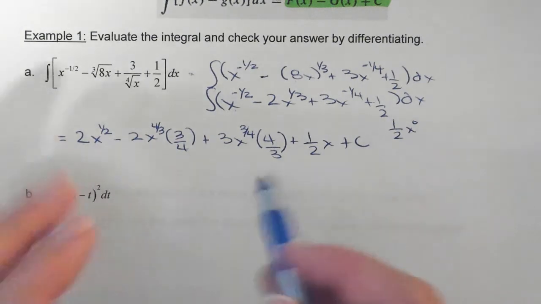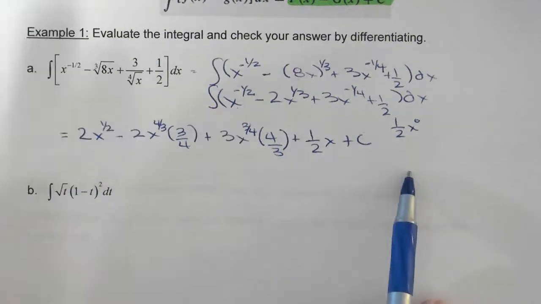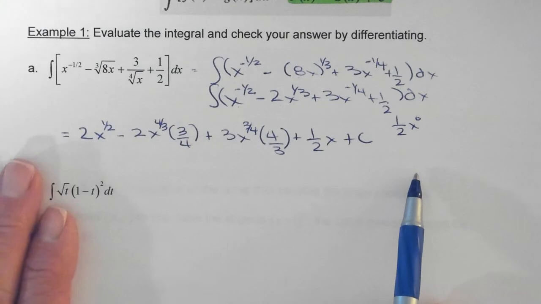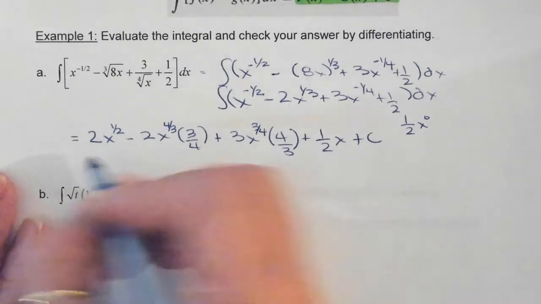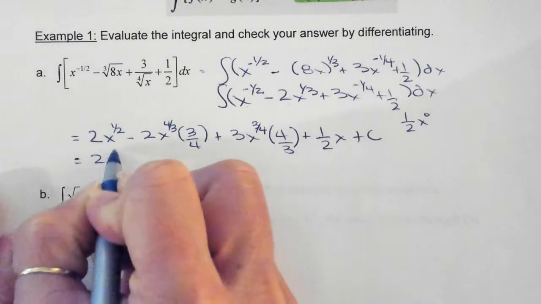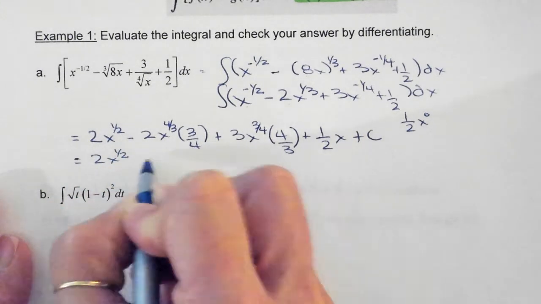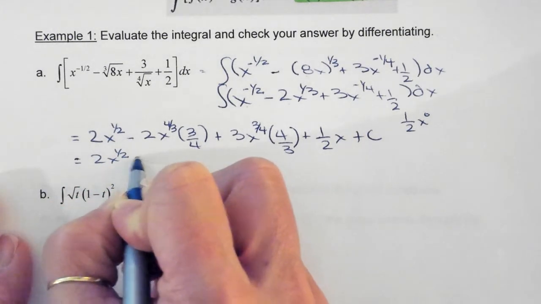I need to do some fixing, simplifying here, but the process is more what I'm concerned about. Is everybody okay? I tried to go nice and slow. Yes? Okay. So this is equal to 2x to the 1/2. What is that? Minus 3/2.